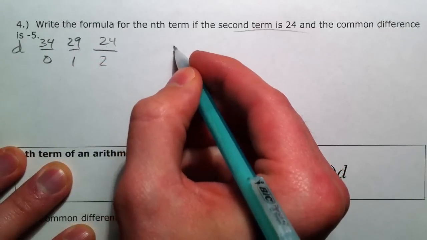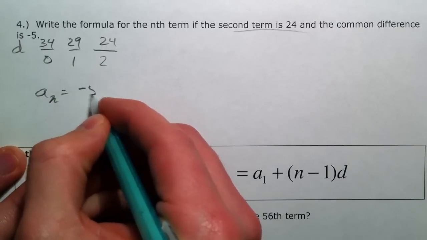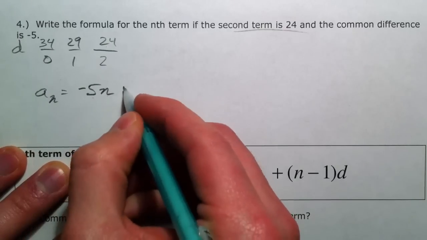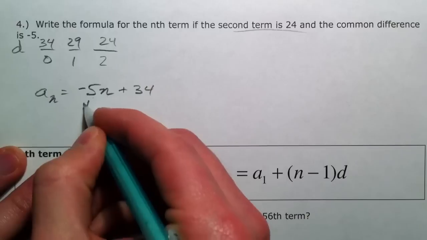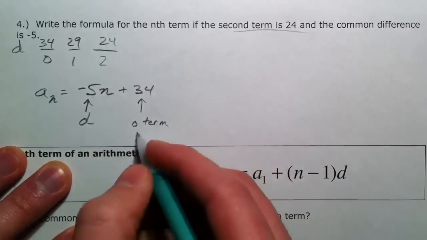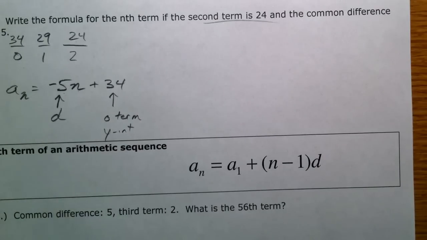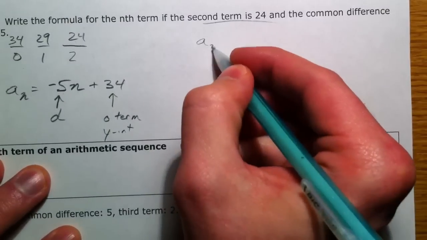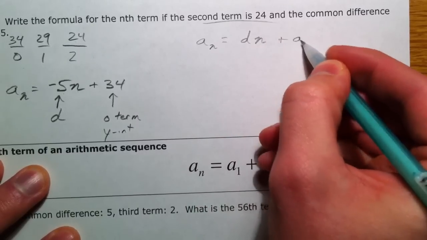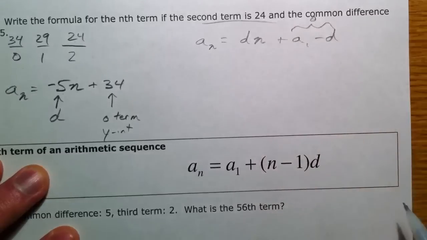And so like we've been doing, a sub n is our common difference, negative 5n, like our slope, each increase is decreasing by 5, plus our 34, our 0 term. So this is always d. And this is always our 0 term, or our y-intercept. Now, what we've done every single time is this. We've had our a sub n term would always be our slope times n plus our first term, but minus a d. So this is where our 0 term was coming from.